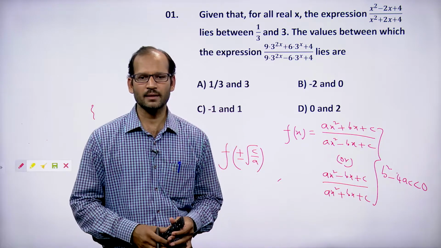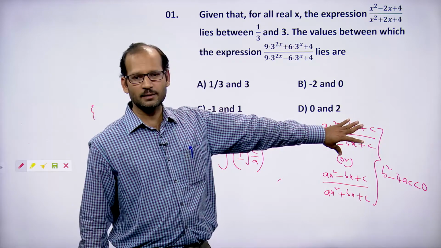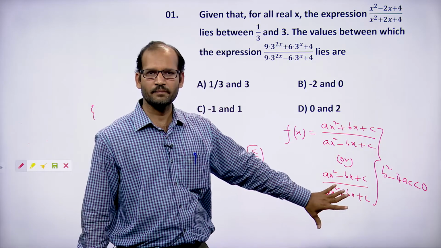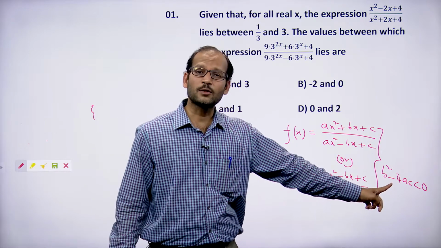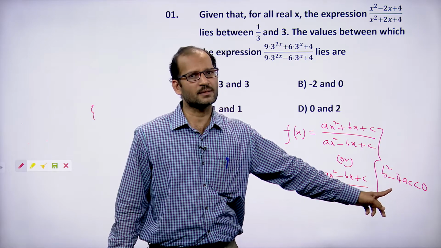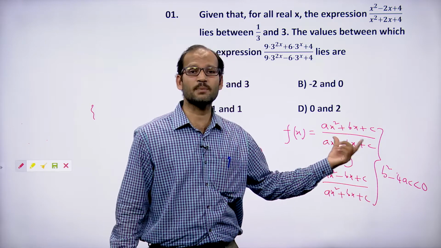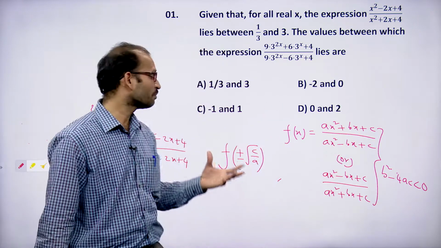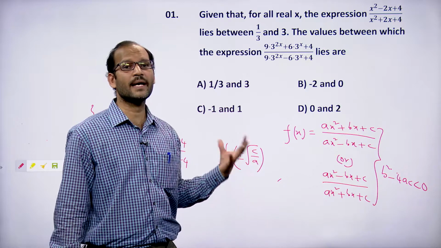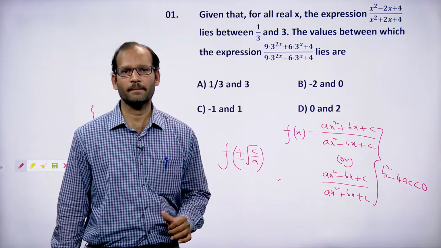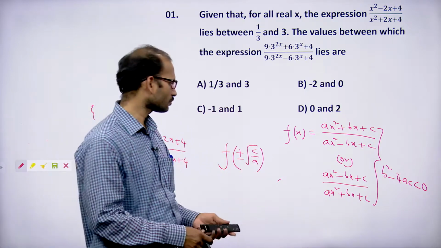I repeat once again, this is a quadratic expression, either this or this. Make sure that b square minus 4ac is less than 0. When b square minus 4ac is less than 0, then this expression lies between the values of f of root c by a and f of minus root c by a. Let us take an example.